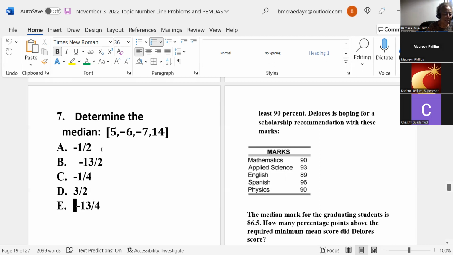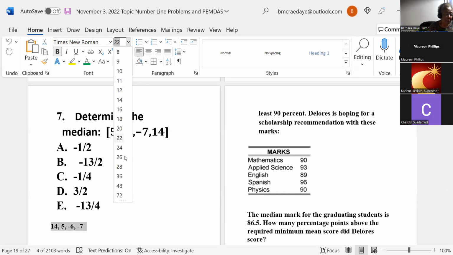You put them in order? Yeah, I got 14, 7. Okay, so you say 14, 7. That's a negative 7. 5, that's right. Chastity, 5. Right, put your positive first. What's next, Chastity? Then minus 6. Minus 6, that's right. And the last one, minus 7, right? Minus 7. Now, which 2 numbers are in the middle?